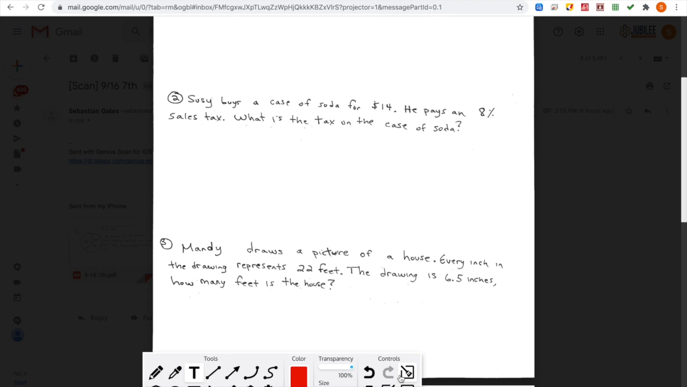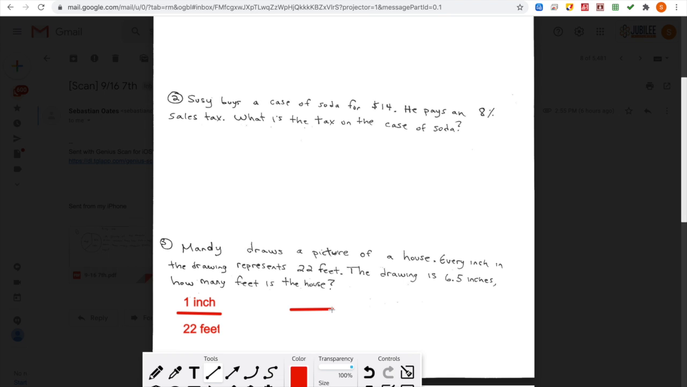So now we're going to do problem number 3. Mandy draws a picture of a house. Every inch of the drawing represents 22 feet. The drawing is 6.5 inches. How many feet is the house? So this is a ratio question. So what we have is 1 inch is 22 feet. So I'm going to write that down. 1 inch is 22 feet. And I'm going to draw my line.